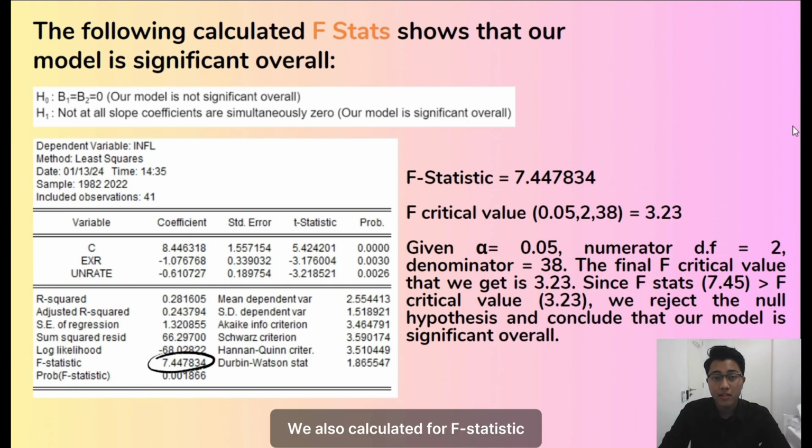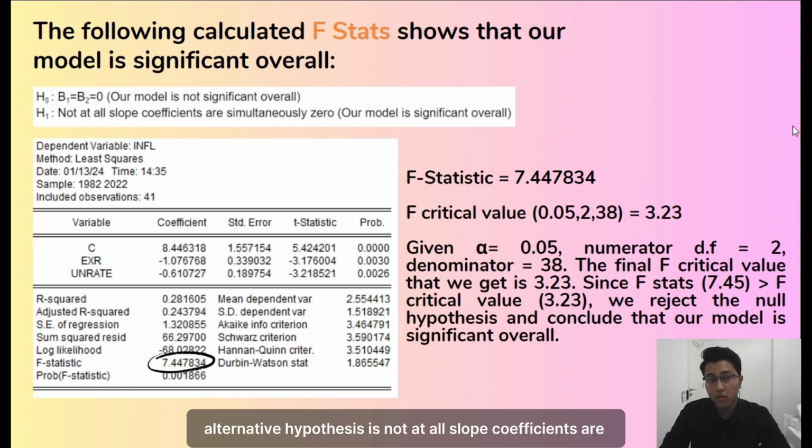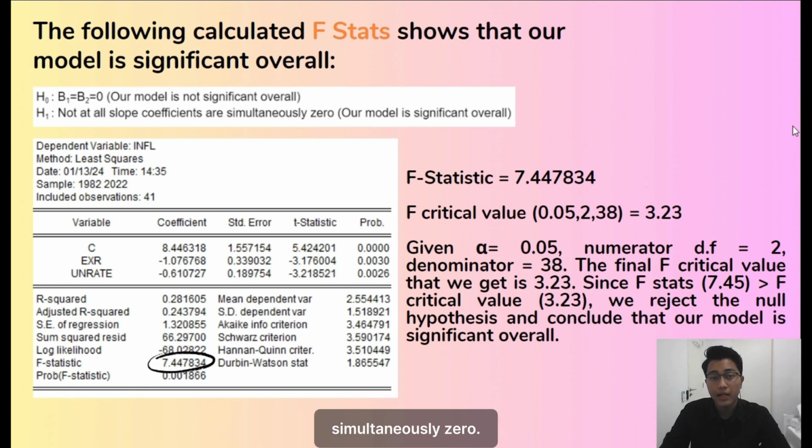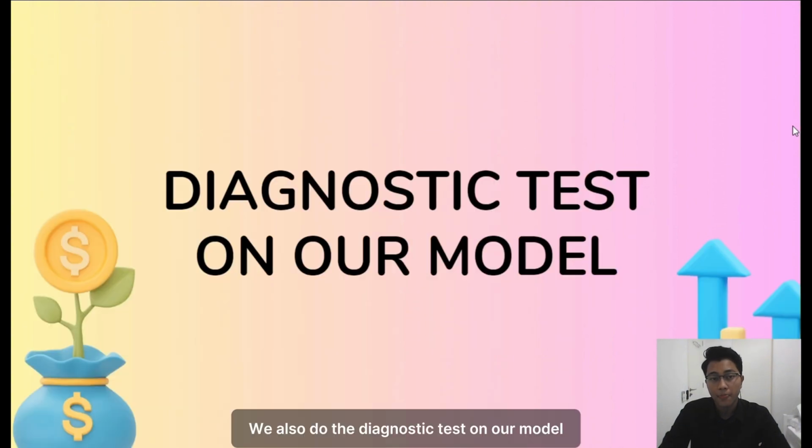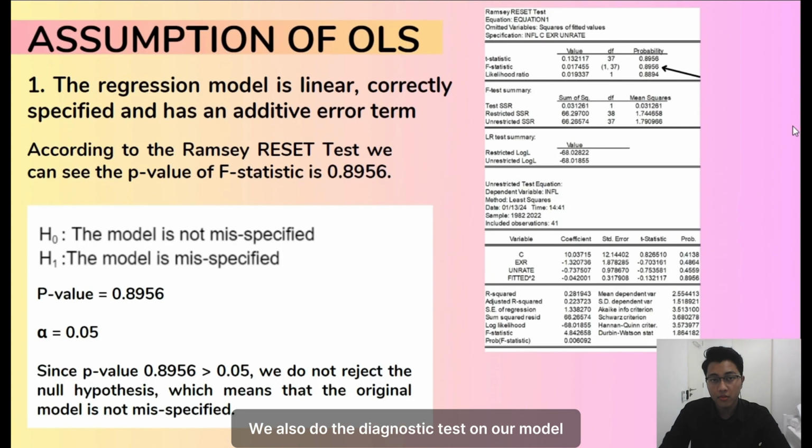We also calculated the F statistic. Null hypothesis is b1 equals b2 equals 0. Alternative hypothesis is not all slope coefficients are simultaneously 0. Our F statistic is 7.447834. Our F critical value is 3.23. Since our F statistic is more than the critical value, we reject the null hypothesis and conclude that our model is significant overall. We also do the diagnostic tests on our model.